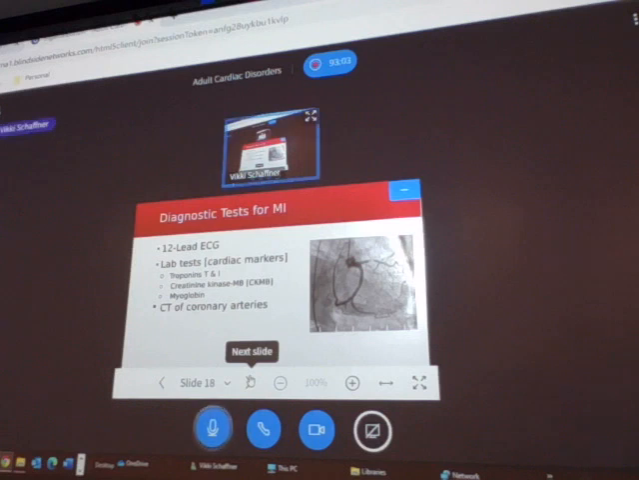But the problem with an ECG is that it's only showing us what is happening in real time. It doesn't show us what's happened before or after, it doesn't predict what's going to happen next.